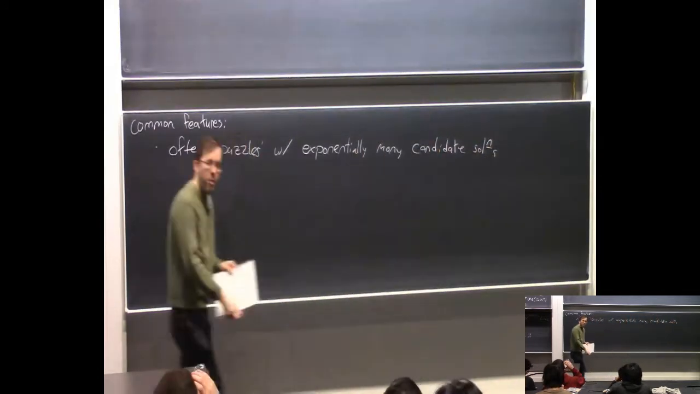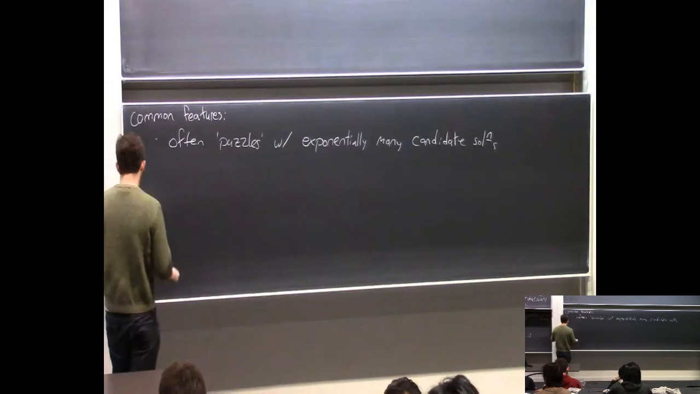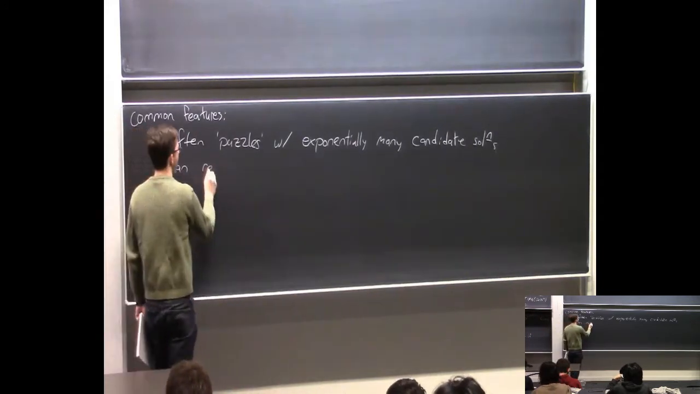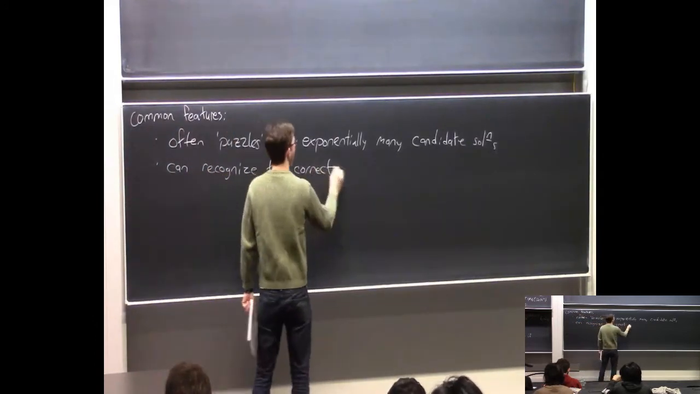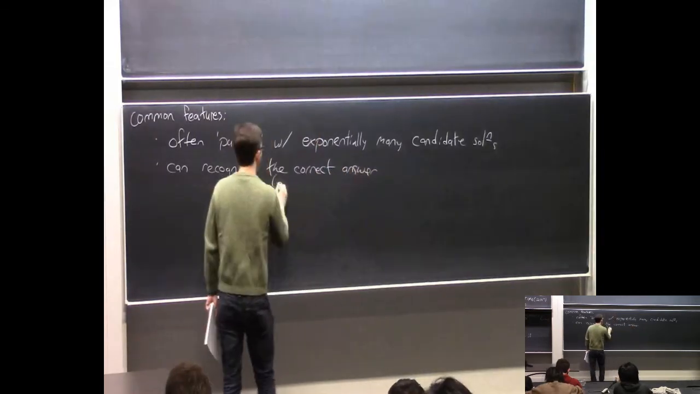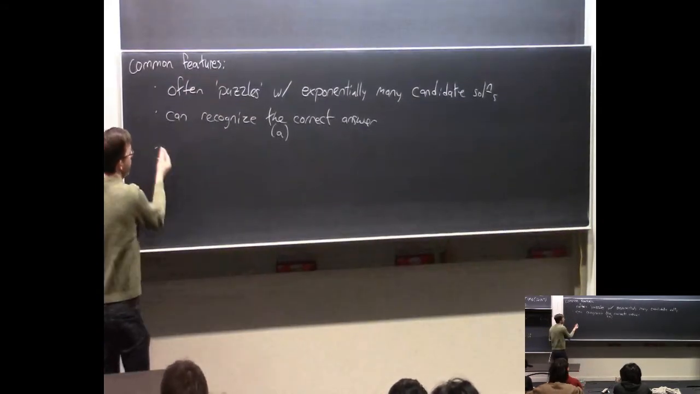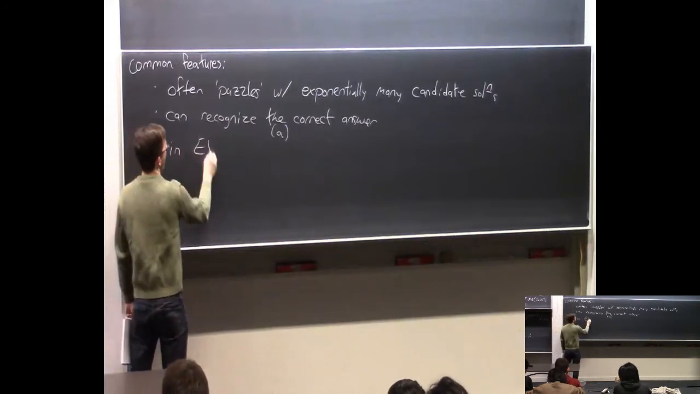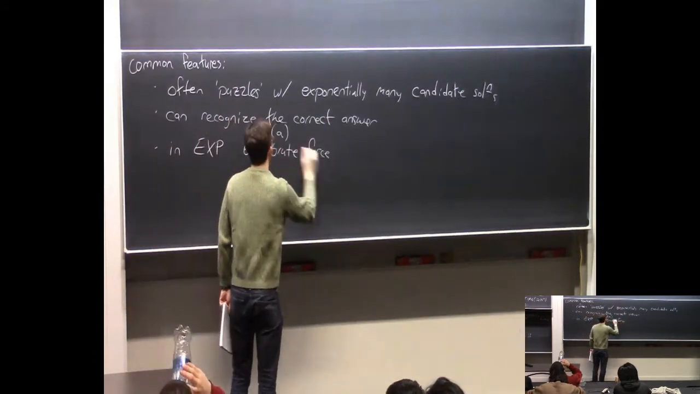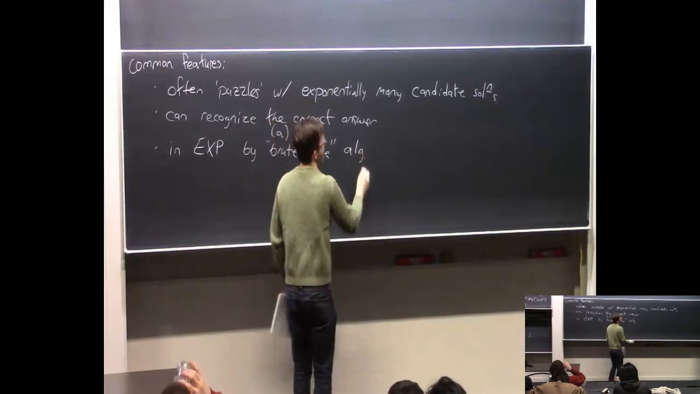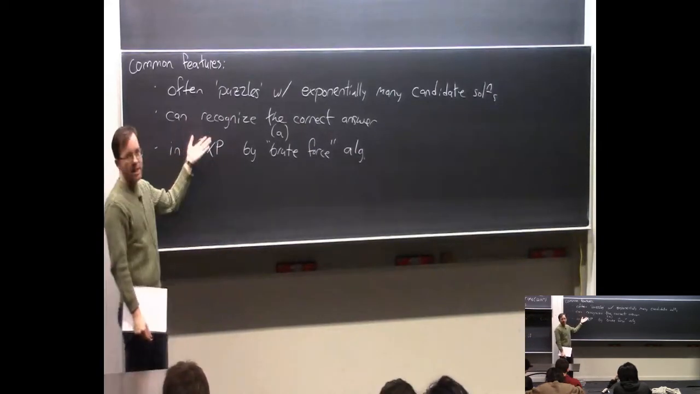If you're solving a jigsaw puzzle with n pieces, there's exponentially many different ways you can put them together, and only one is the correct answer. But they usually have the feature that you can recognize the correct answer when you see it. Actually, I should probably say a correct answer, because most of these problems have more than one solution. And therefore, a lot of natural problems are in EXP by a brute force algorithm, the one that just lists all the possible candidate solutions, one by one, of which there are exponentially many, and then just checks to see if it's a good solution.